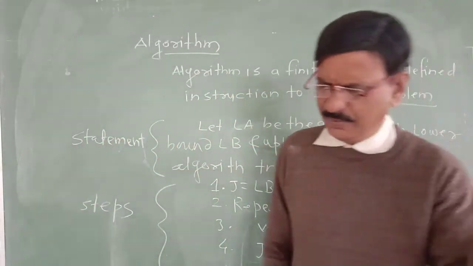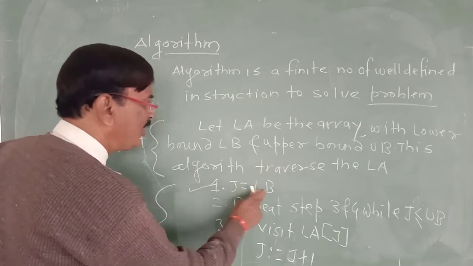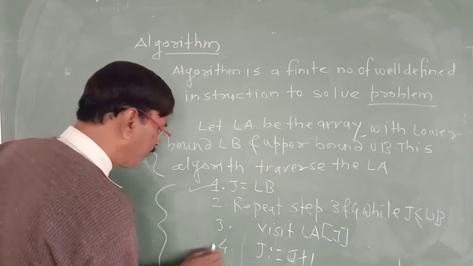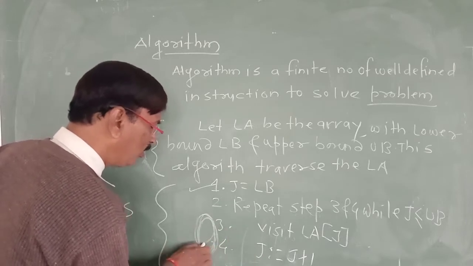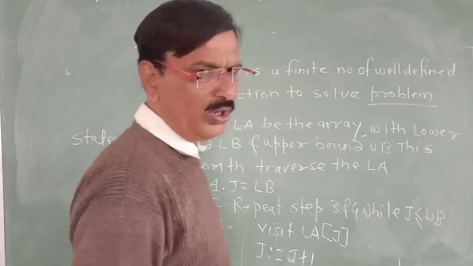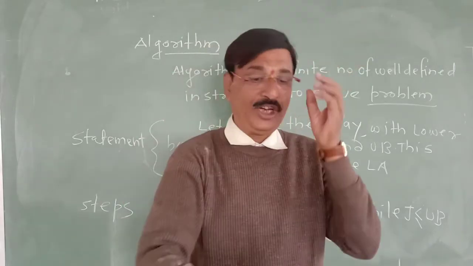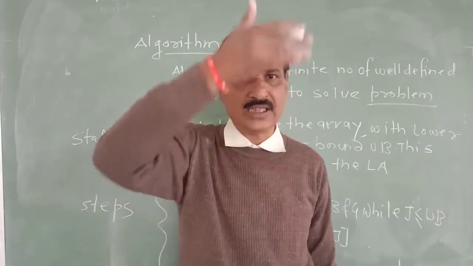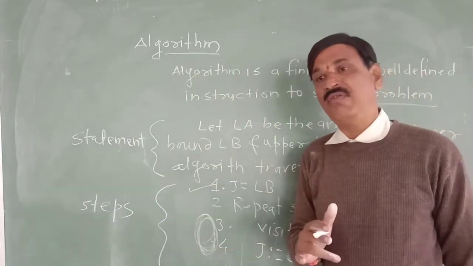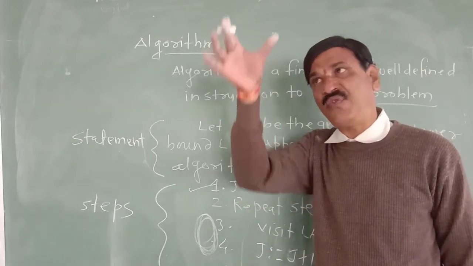Now you see one more thing. Here step number 1 will be executed, J is equal to 1, lower bound was 1. Repeat steps 3 and 4. How long? Until it becomes the upper bound, then it will stop. So this flow is not a sequential flow. There are some repetitions or iterations, and hence this algorithm consists of a flow. Every algorithm, every program will have a flow.